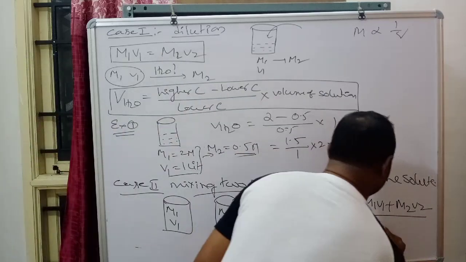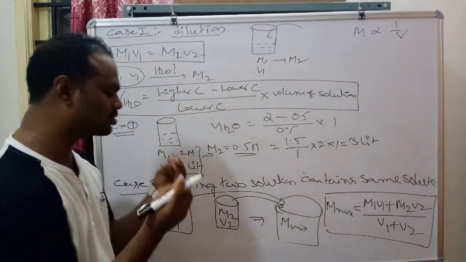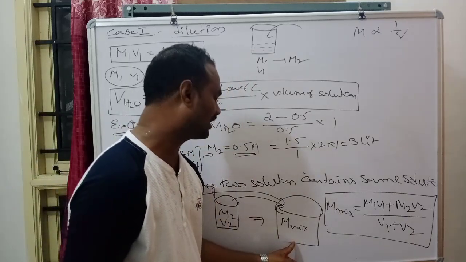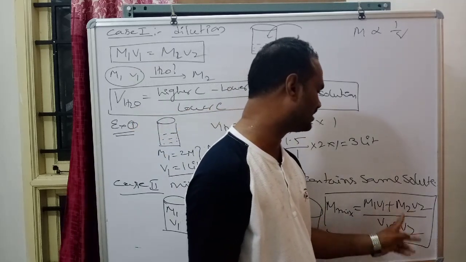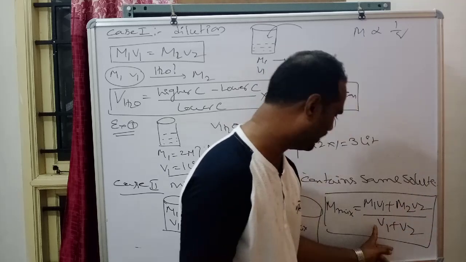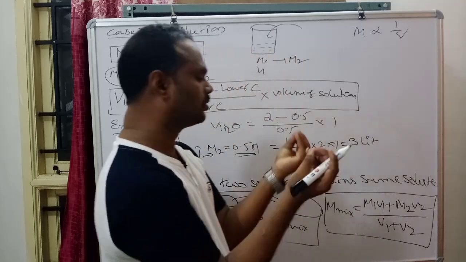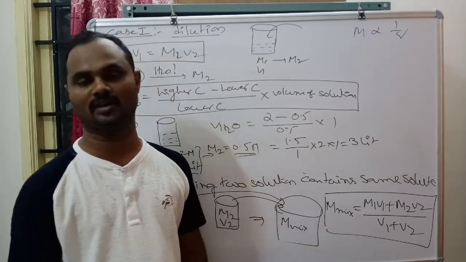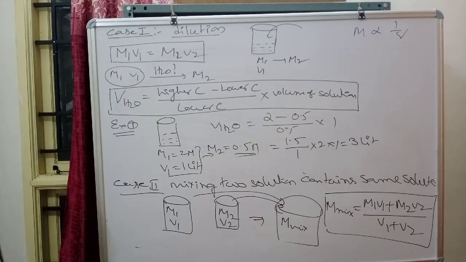V1 plus V2. So this is two solutions containing the same solute when mixed in another container. To calculate the resultant molarity, M mixed is equal to M1 V1 plus M2 V2 whole by V1 plus V2, or simply we can write final volume. This is the mixing of two solutions containing the same solute. When mixed up, to calculate the resultant molarity, we use this formula. While in the dilution case, to calculate final molarity, this formula we are going to use.